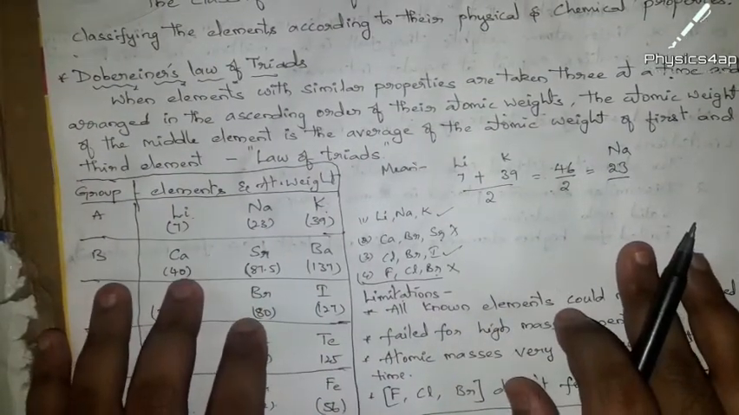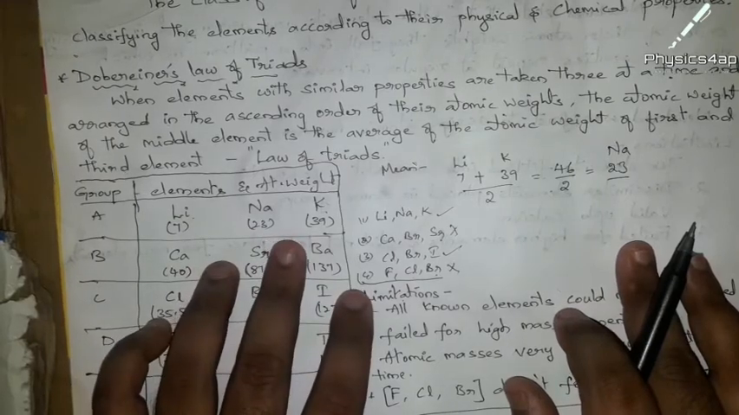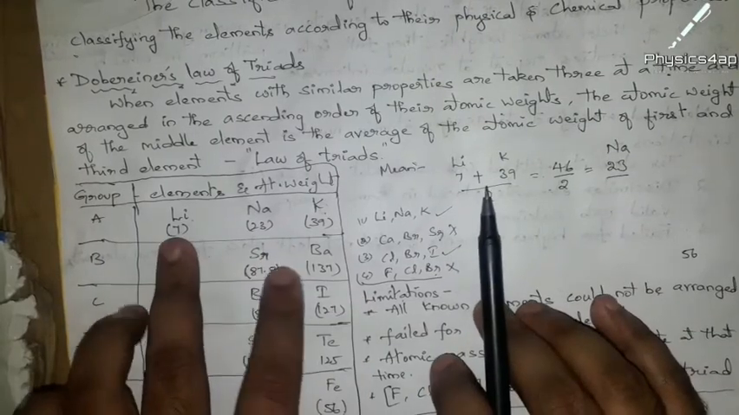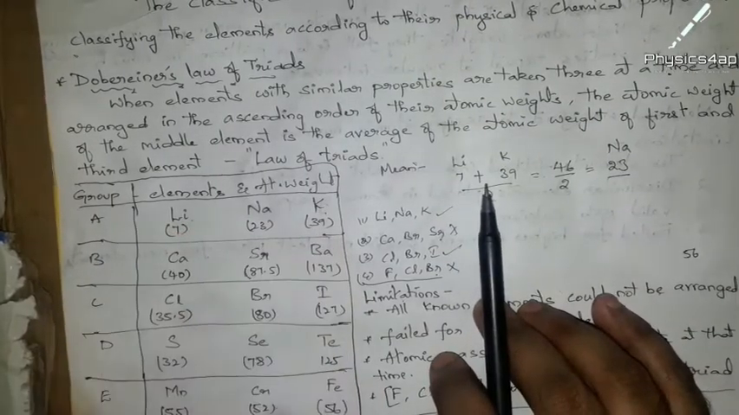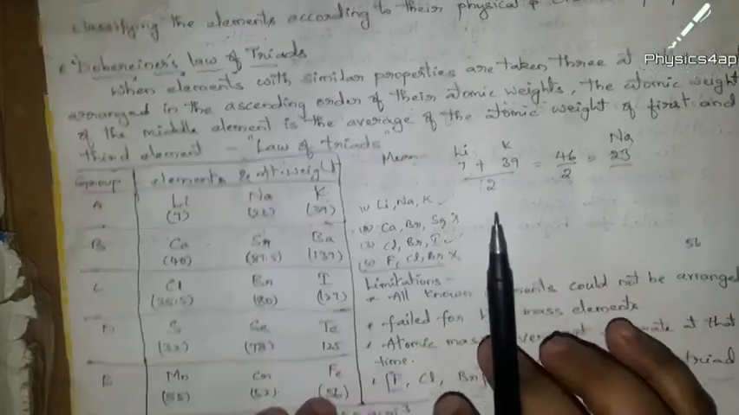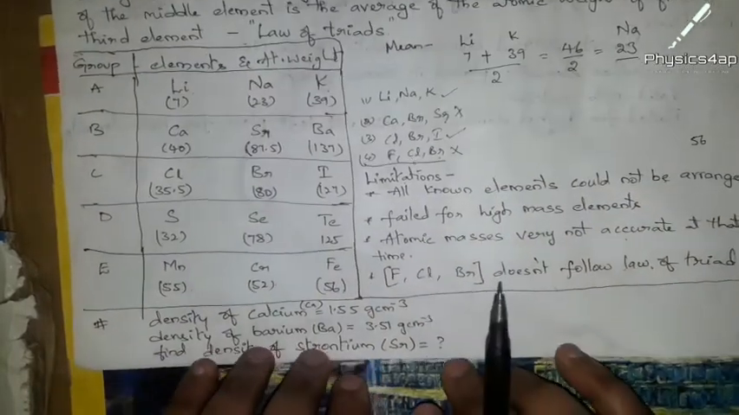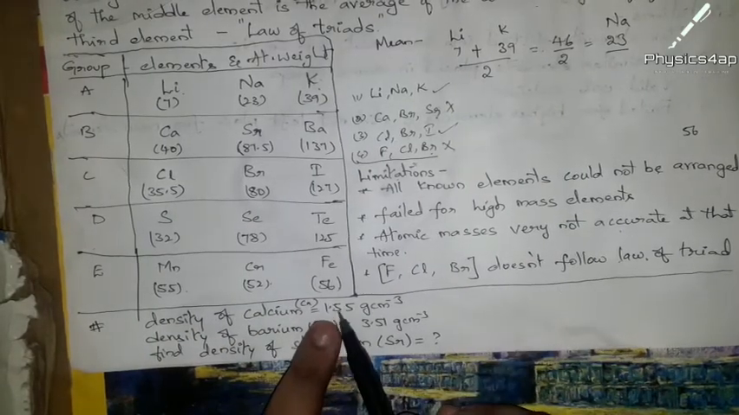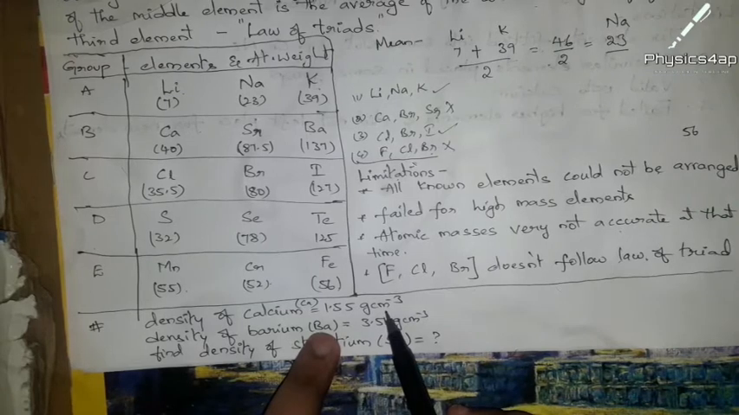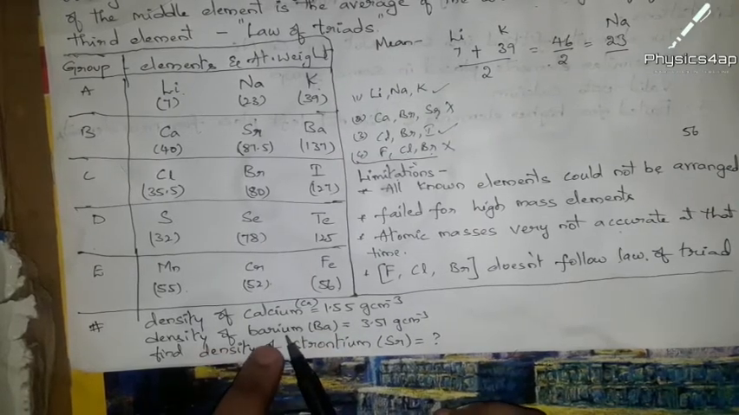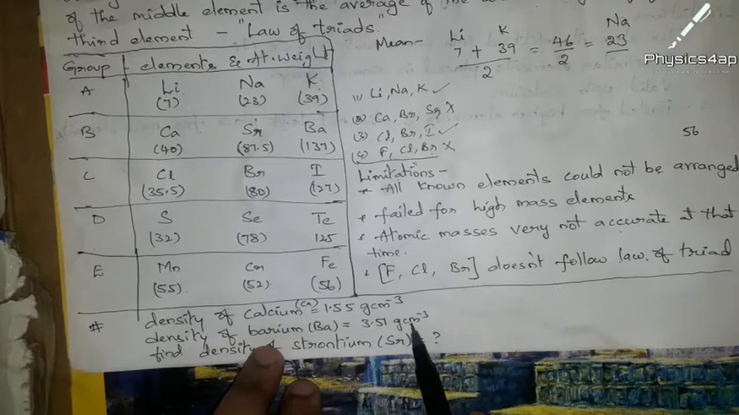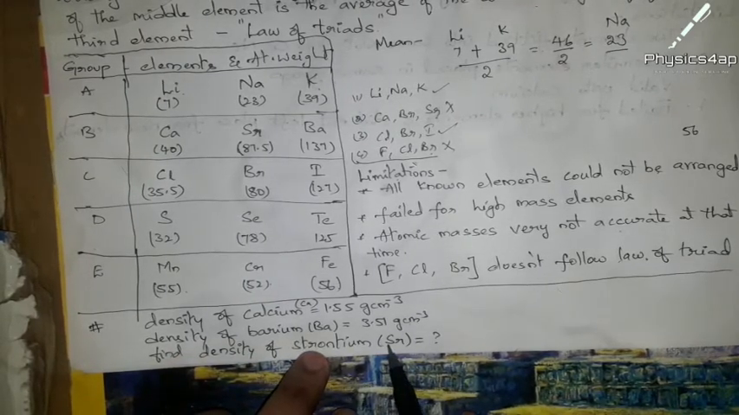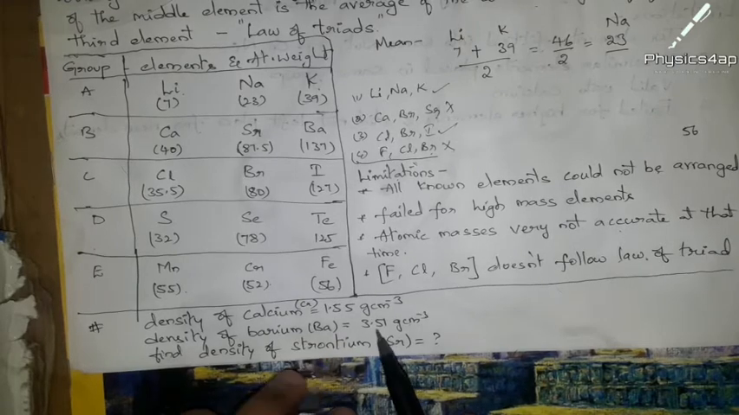Triad means three elements in the same group which have similar properties, and the arithmetic mean of the first and the third element should be equal to the second element. Now coming to a small numerical problem. Here we have the density of calcium, 1.55 gram per centimeter cube, and the density of barium, 3.51 gram per centimeter cube, and we need to find the density of strontium. How can we find the density of strontium? By using the law of triad.